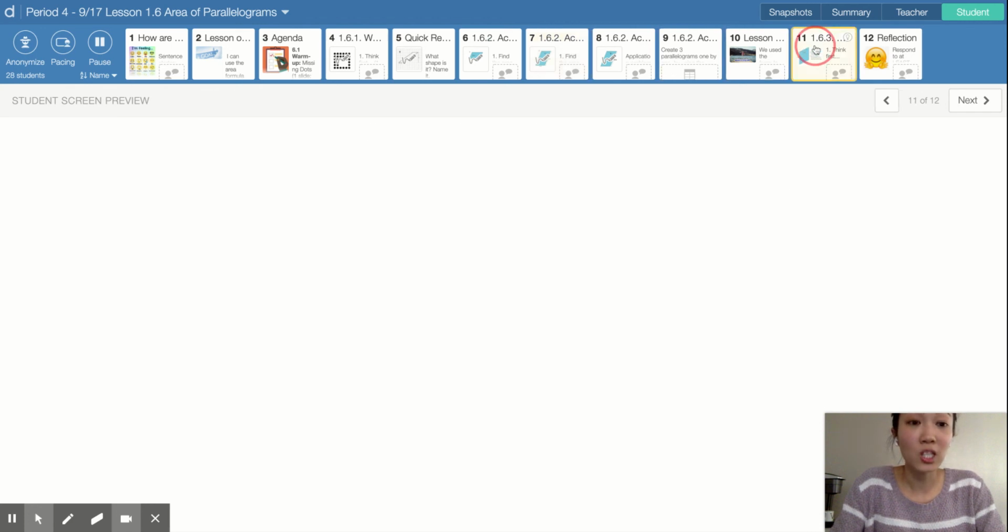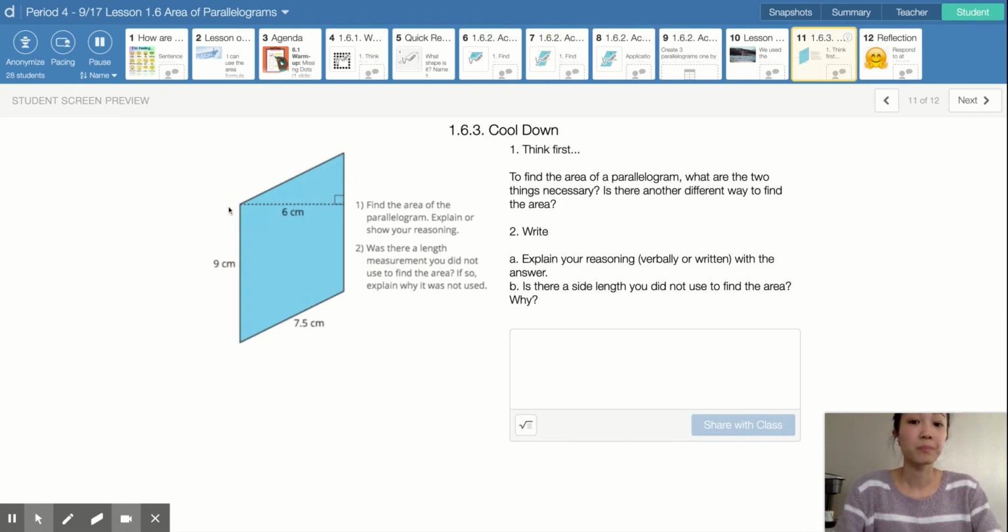All right, so let's move on to the cool down. Now, cool down is going to think first. To find the area of a parallelogram, what are the two things that we need to find? We need to find the base and then the height, and then we're going to find the area.